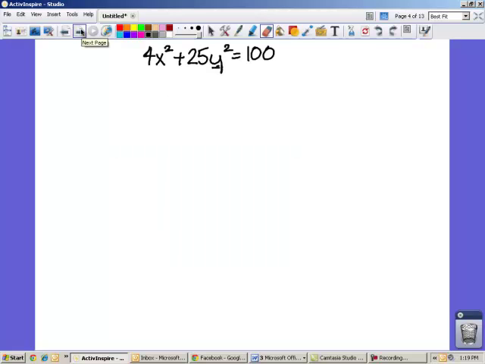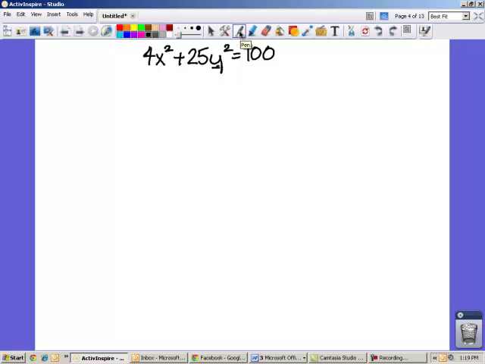So here's our first problem. We're going to graph this. We're going to identify the vertices, the co-vertices, and the foci. But in order for this to work, we have to have the equation in standard form. And if you notice from the equations that you wrote down from the book, every single equation has to equal 1. And this equals 100, so it's not in standard form.